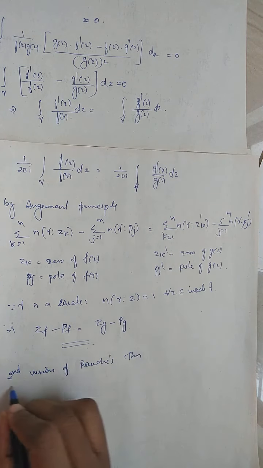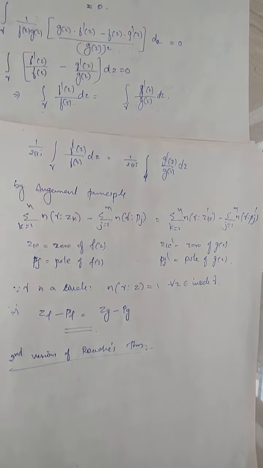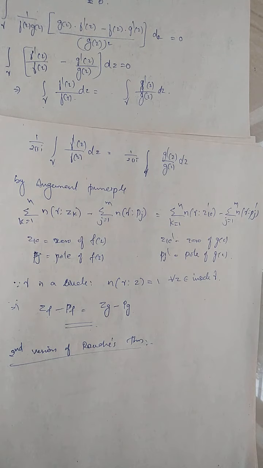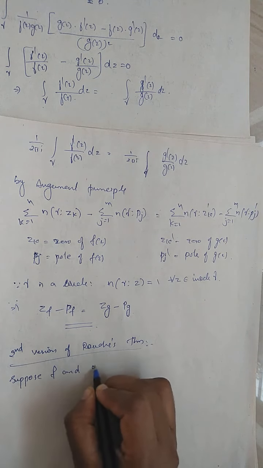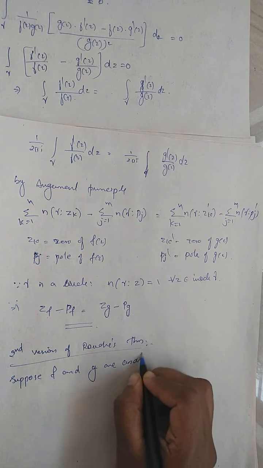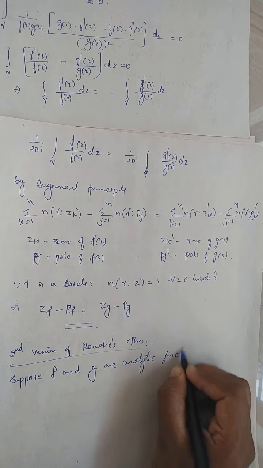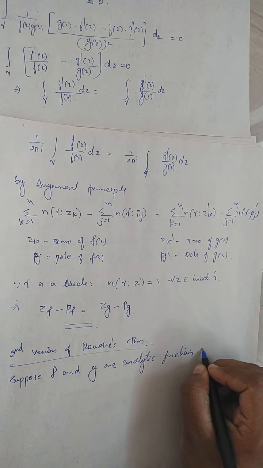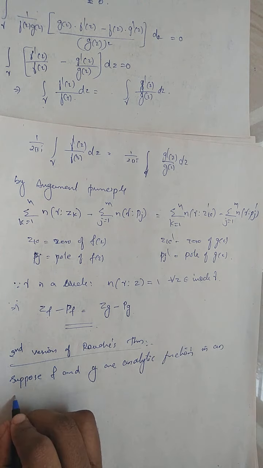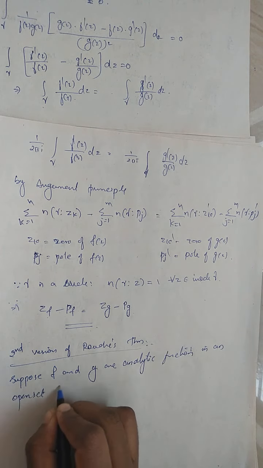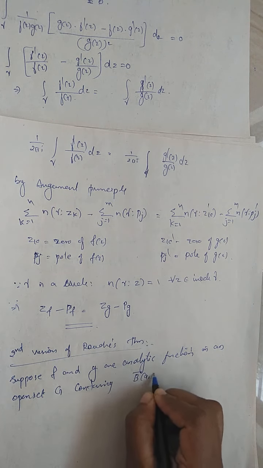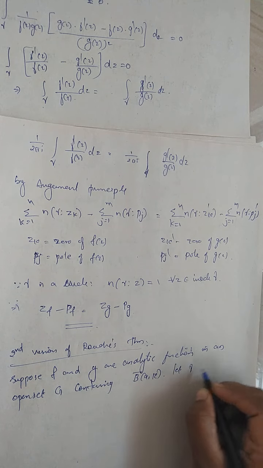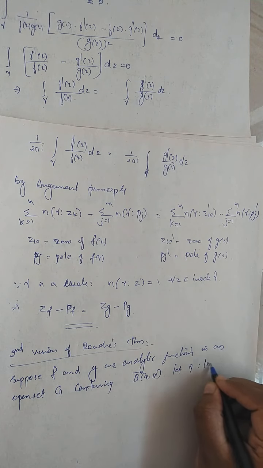Rouche's theorem, which says: suppose f and g are analytic functions, because analytic functions are meromorphic functions, right? Suppose f and g are analytic functions in an open set G containing the closure of the neighborhood B closure (a; R).